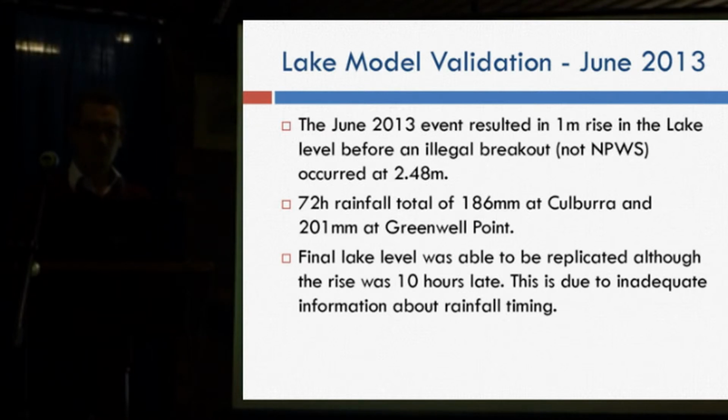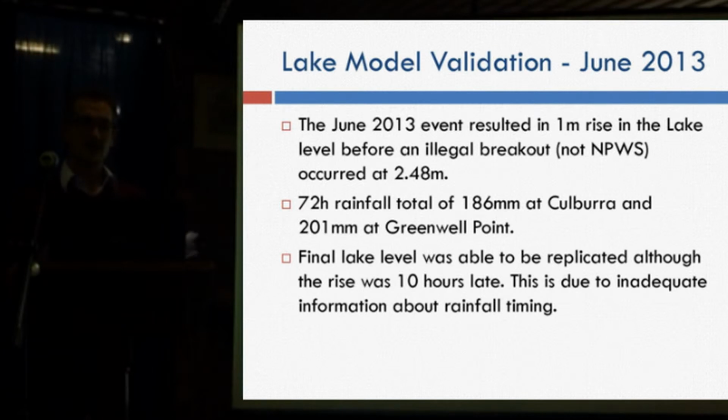The other model we developed is one to figure out how much of the rainfall that falls in the lake catchment ends up in the lake itself and contributes to lake level flooding. We've got lake levels, so we know what happened historically there, and we've got all this rainfall information, so we can do the same thing again. We used the June 2013 event because we had good rainfall information at Culburra and Greenwell Point. We had a fairly good handle on what happened over 3 days there.